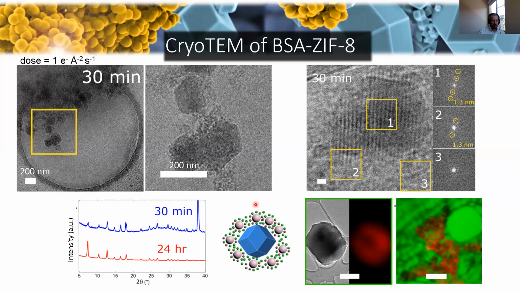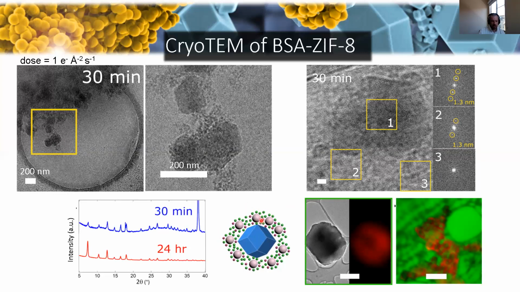So from the CryoTEM analysis, our observation here is that we grow these crystals. We grow what we think are just regular ZIF-8 crystals. And then at some point, this protein precursor network surrounds these crystals, sticks to the surface, inhibits the growth, and then you get crystallization of these on the surface of the growing ZIF-8 crystal.